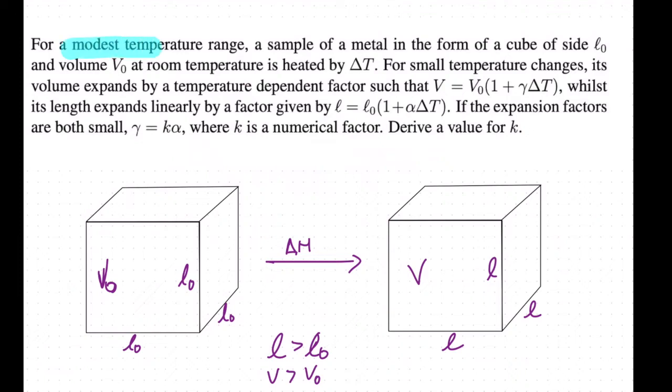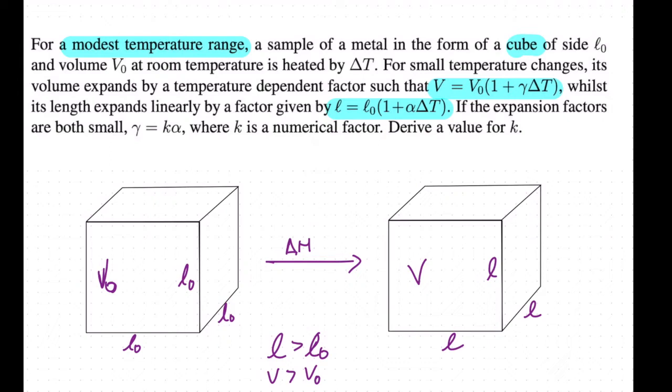For a modest temperature range, a sample of a metal in the form of a cube of side L0 and volume V0, I've written that information down here in the graphic, is heated by delta T, like a difference of temperature. For small temperature changes, its volume expands by a temperature-dependent factor such that V is equal to V0 (1 plus gamma delta T), which looks very much like a simple interest formula. And so does this equation, which represents the length as it expands linearly by a factor expressed by this particular equation.